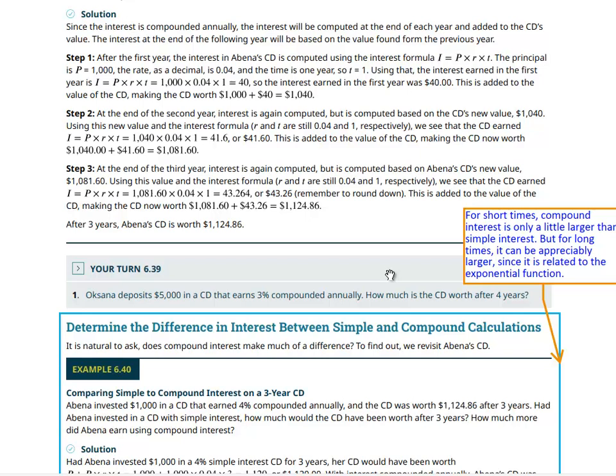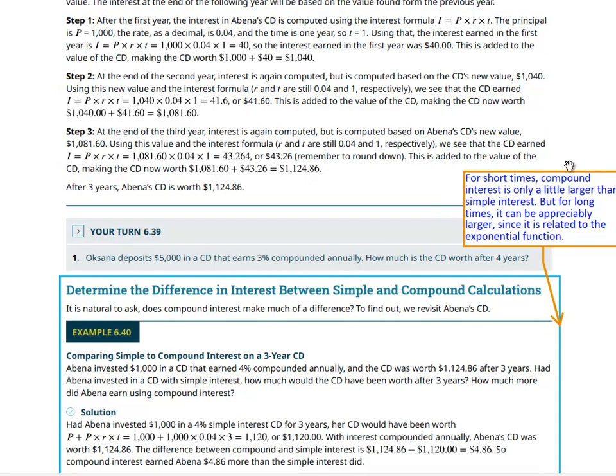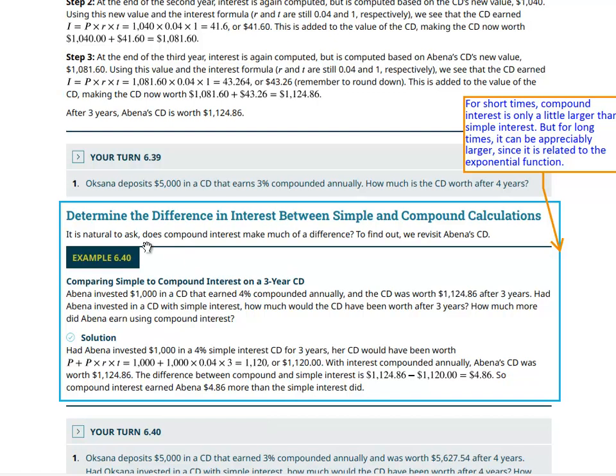For short terms, which is what I'm saying here, for short term times, compound interest is only a little larger than simple interest, but for long times, it can be appreciably larger. And down here in this box, they say, okay, we'll revisit this one here. And yeah, $1,120 with the simple interest, and then $1,124.86 with the compound interest, actually using the simple interest one after for each year, but with a new principal.